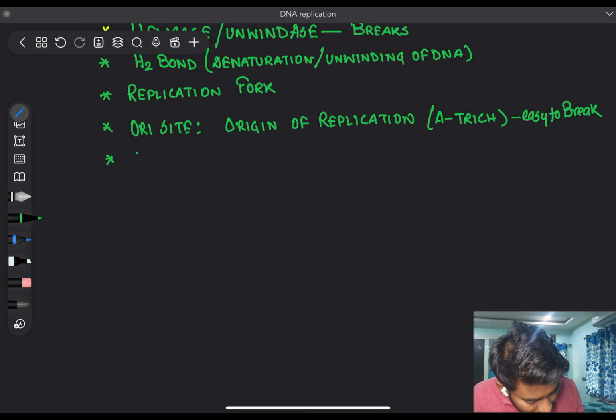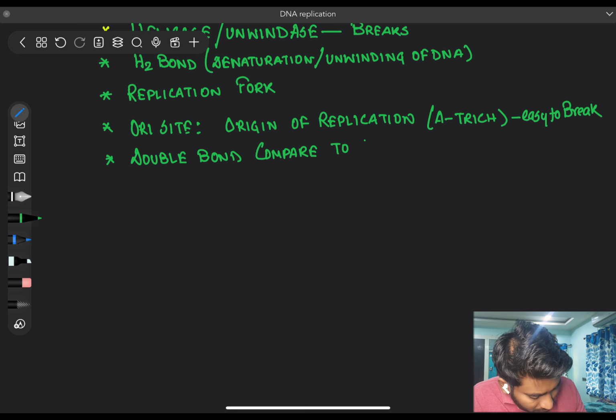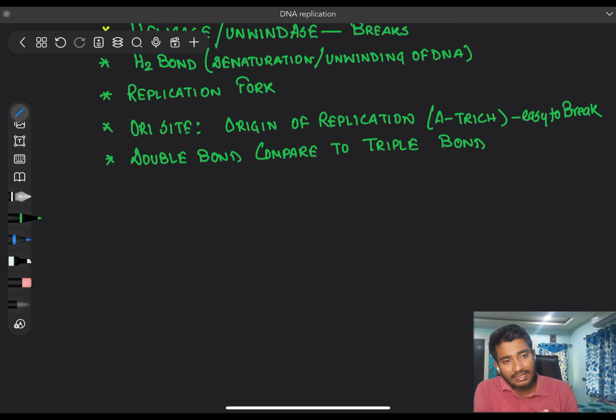Double bond compared to triple bond. As the number of bonds increases, the energy to break the bond also increases. So a single bond is easier to break than a double bond, and a double bond is easier to break than a triple bond. So it will start from the A double bond T site rather than from the G triple bond C site.